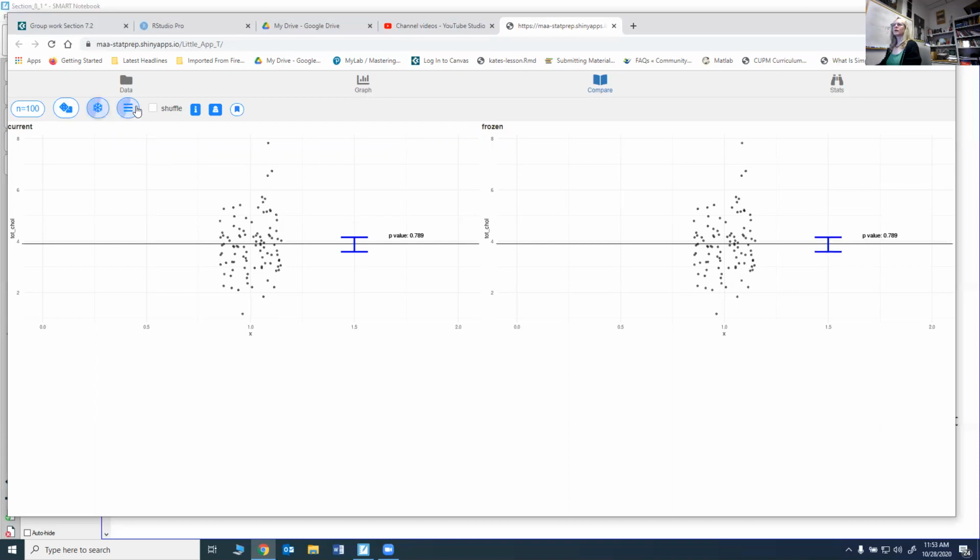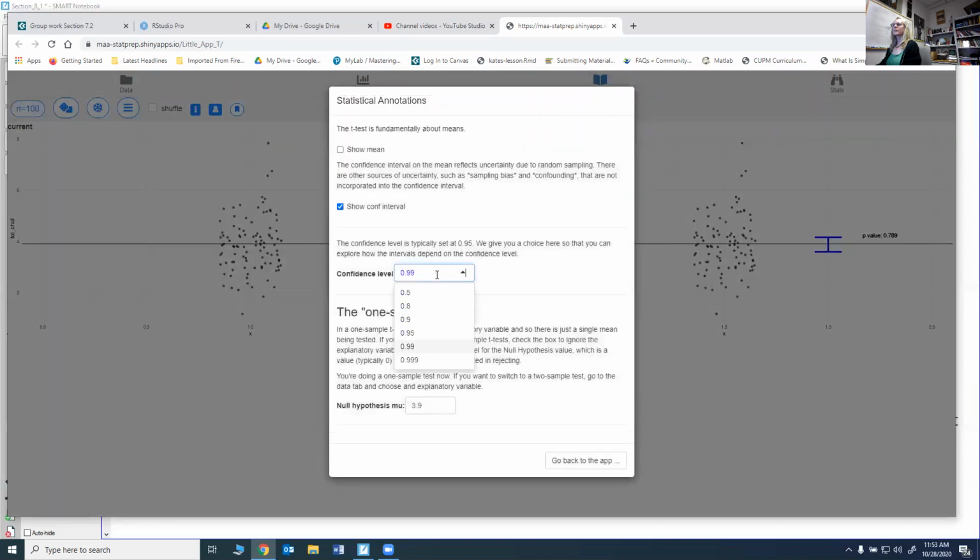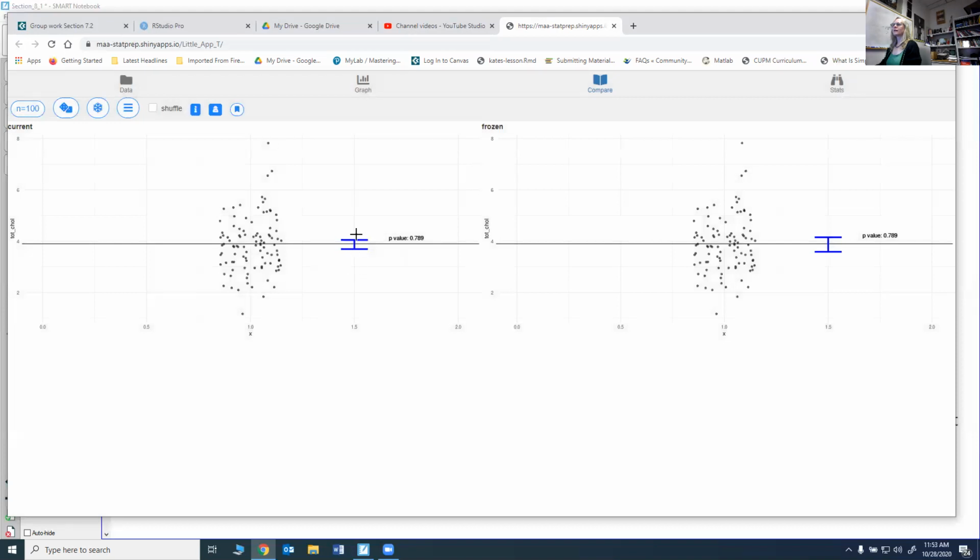I'm going to freeze that one, and I'm going to do this again. I'm going to make this much smaller. I'm going to do it 0.9. Notice it's not nearly as wide. It's much less. So only 90% of the time, I'm going to capture it, and 10% of the time I'm not. But when I'm more confident, then I have to have a wider interval.